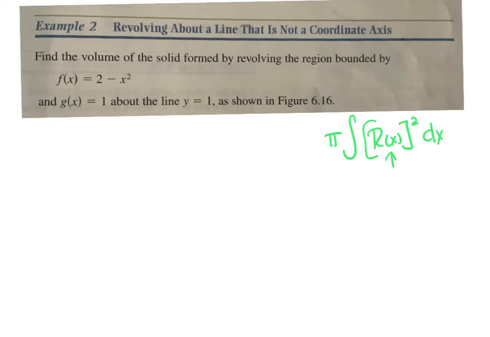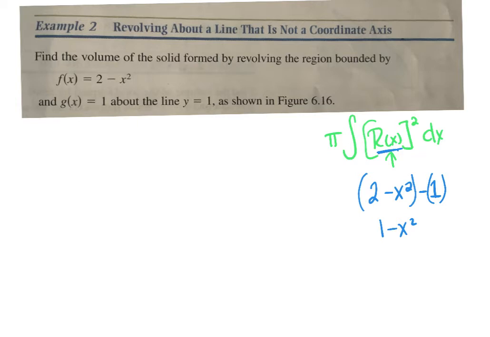And so I'm going to say, well, it's going to be 2 minus x squared minus 1. Because this is my function, and this is the line I'm revolving it around. And that is what my radius will be. So my radius ends up being 1 minus x squared. That is what I will use to throw into this equation.